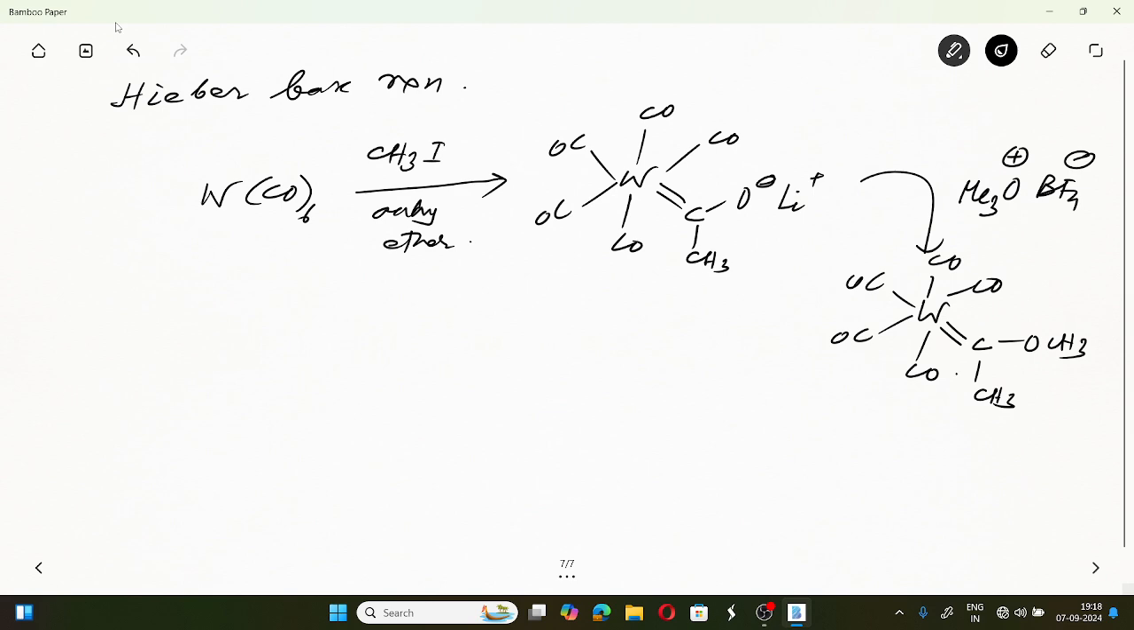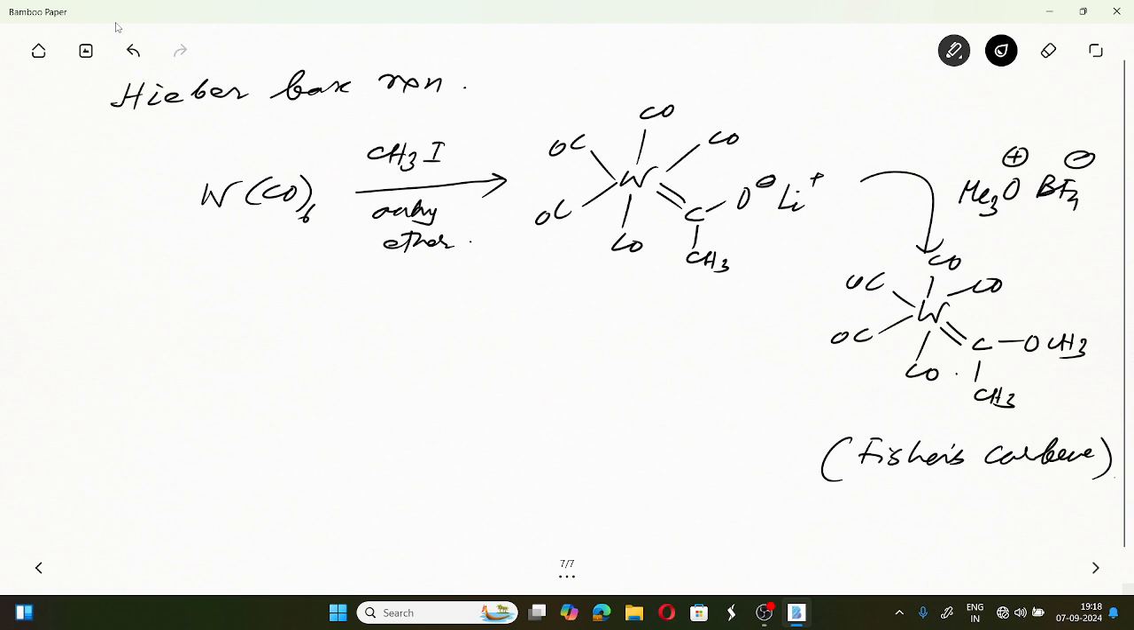So this is how a carbene is formed, C double bond W. So this is known as Fischer's carbene. তাহলে Fischer's carbene কাকে বলে? You should know this. What is Fischer's carbene? Isn't it? So this is Fischer's carbene.